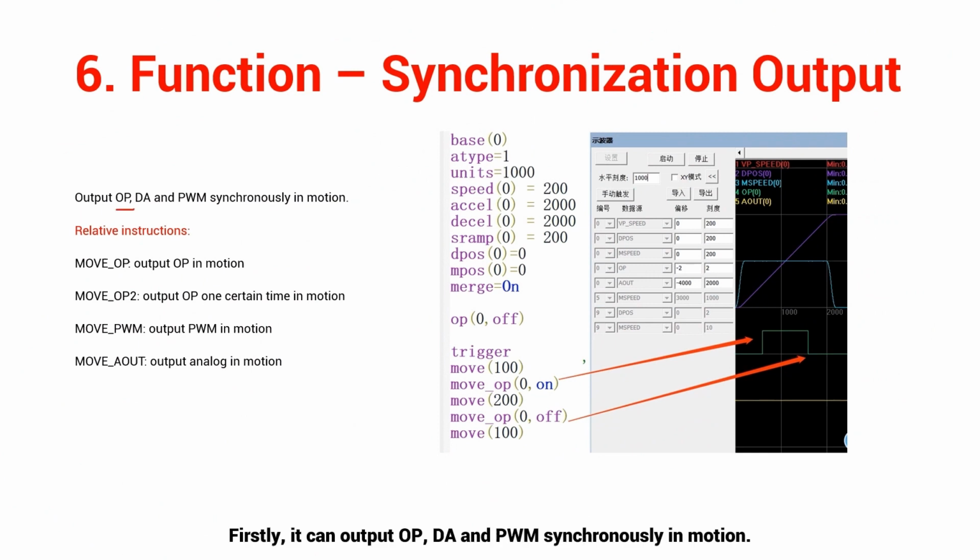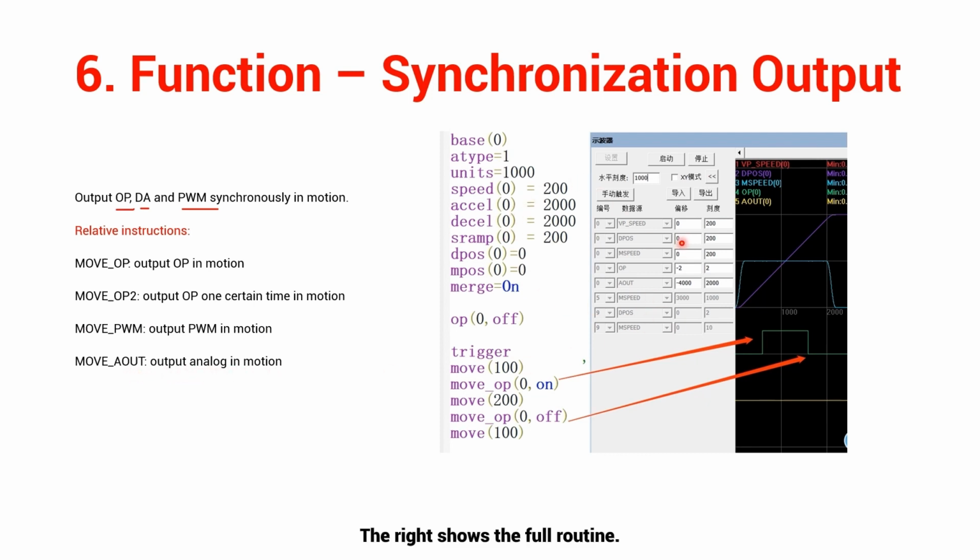Firstly, it can output OP, DA and PWM synchronously in motion. Below are some relative instructions. MOVE_OP means output OP in motion. MOVE_OP2 means it will remain for a certain time when outputting OP. MOVE_PWM means output PWM in motion. And MOVE_AOUT means output analogs in motion.